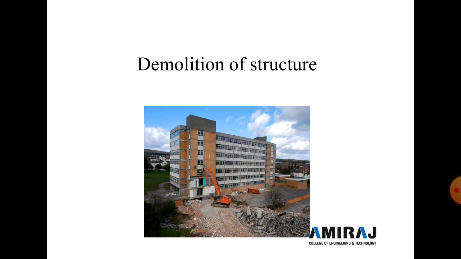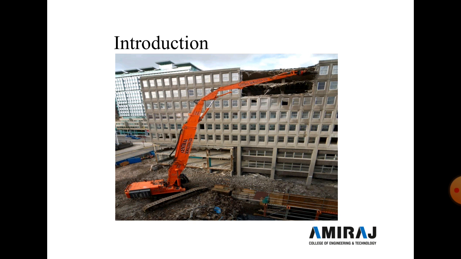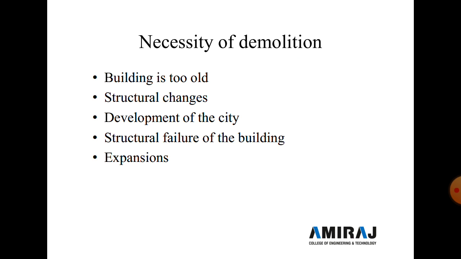Old buildings are generally demolished by machinery, and if the periphery area is less, we use the manual method. So different methods are used for the demolition of the structure. Then after, we discuss the necessity of the demolition.